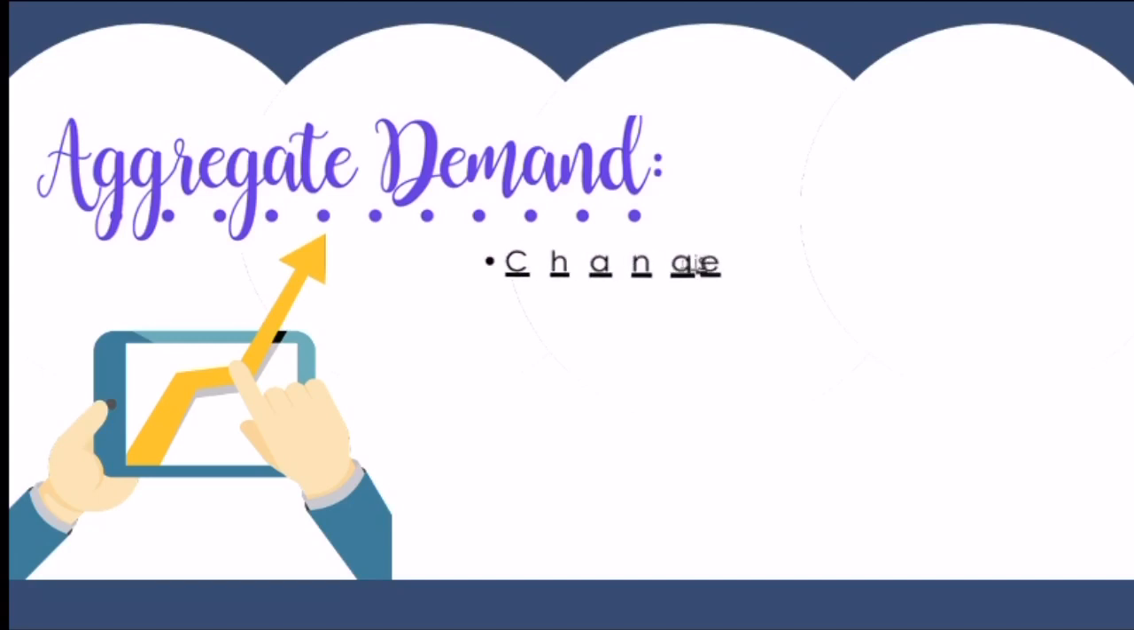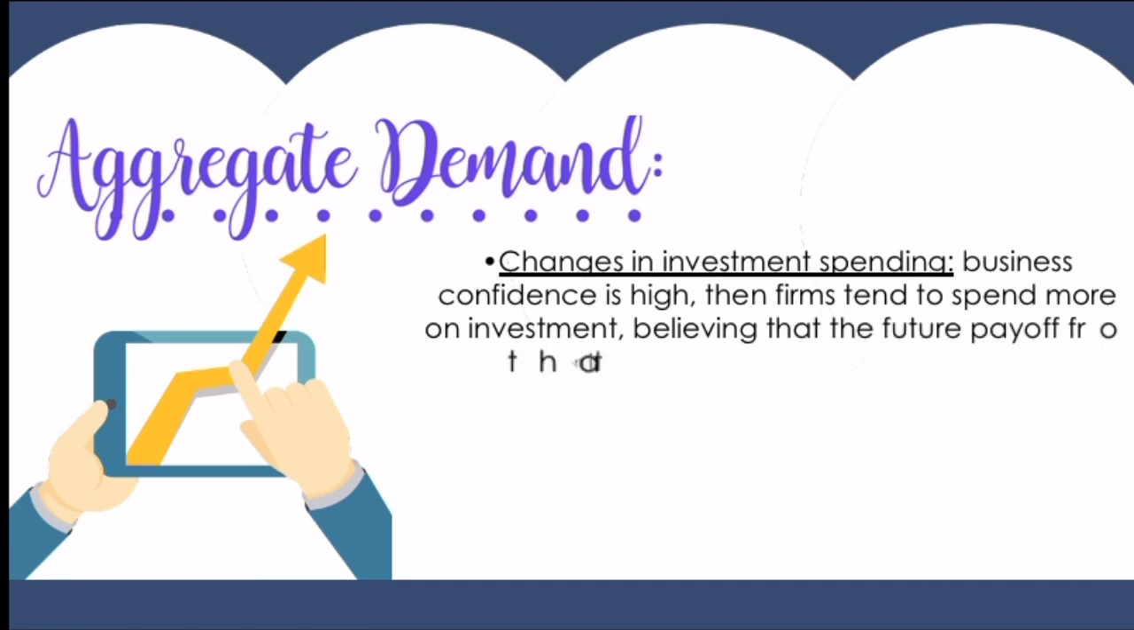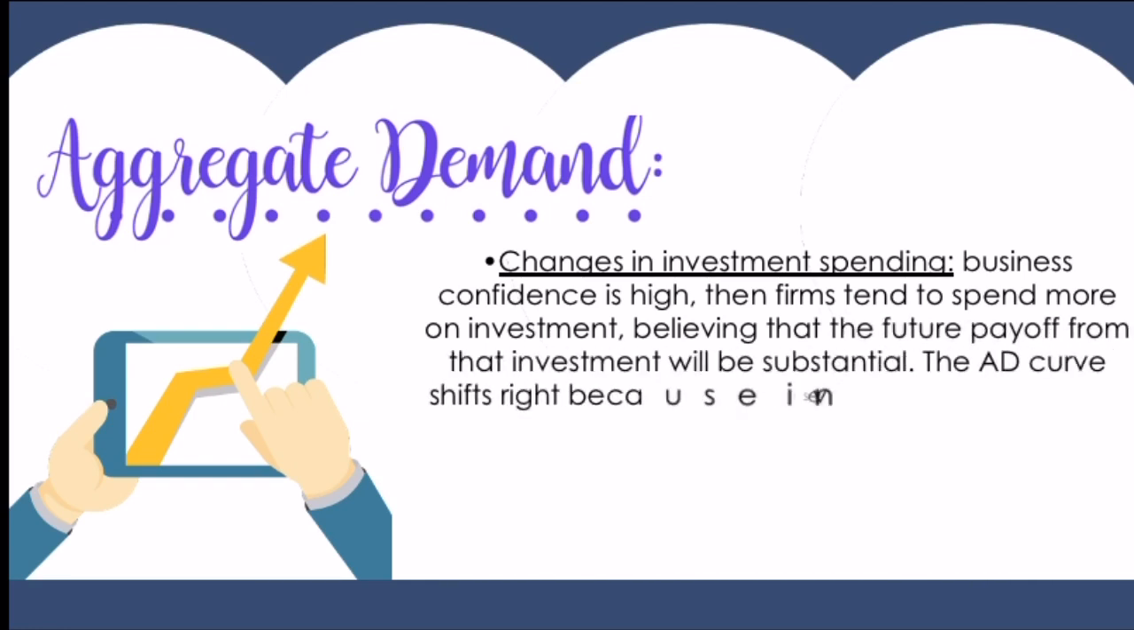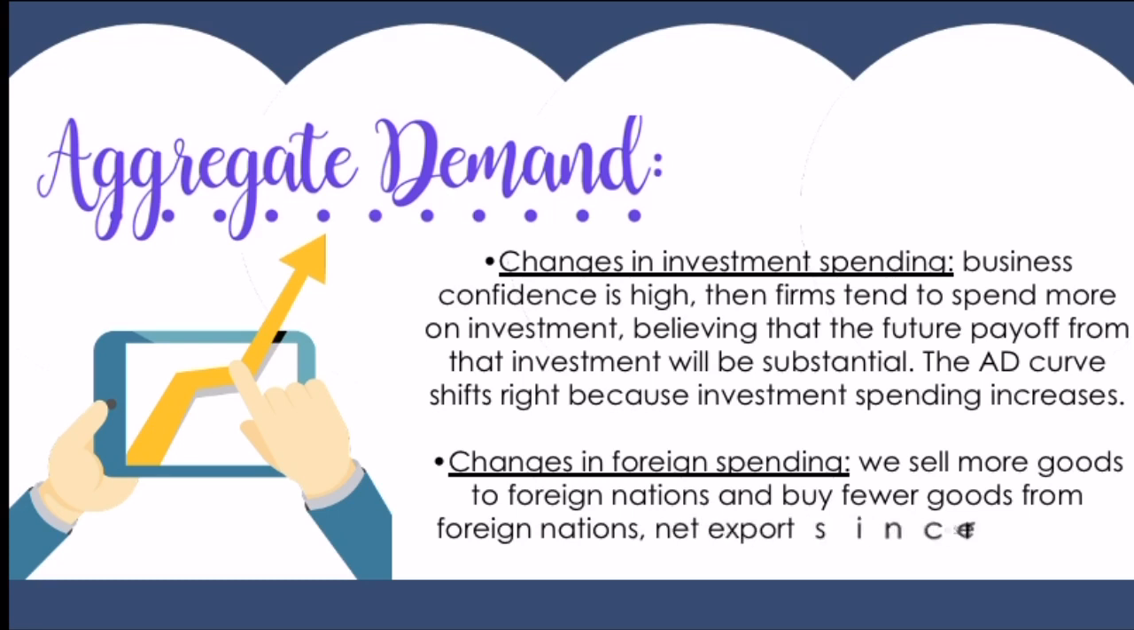If business confidence is high, then firms tend to spend more on investment, believing that the future payoff from that investment will be substantial. The AD curve shifts right because investment spending increases. Conversely, if consumer or business confidence drops, then consumption and investment spending decline, so the AD curve shifts left. If we sell more goods to foreign nations and buy fewer goods from foreign nations, net exports increase and thus the AD curve shifts right. If we sell less goods to foreign nations and buy more goods from foreign nations, the net exports decrease and thus the AD curve shifts left.